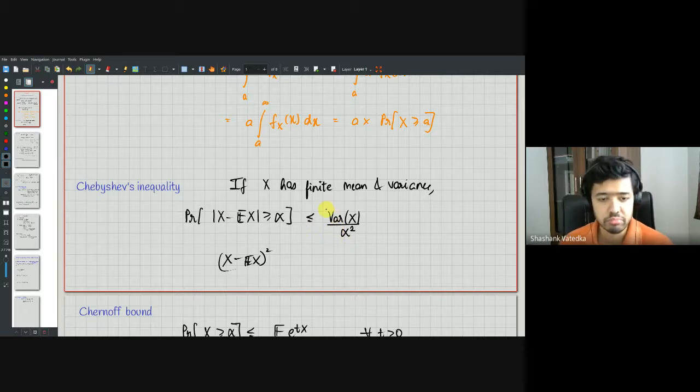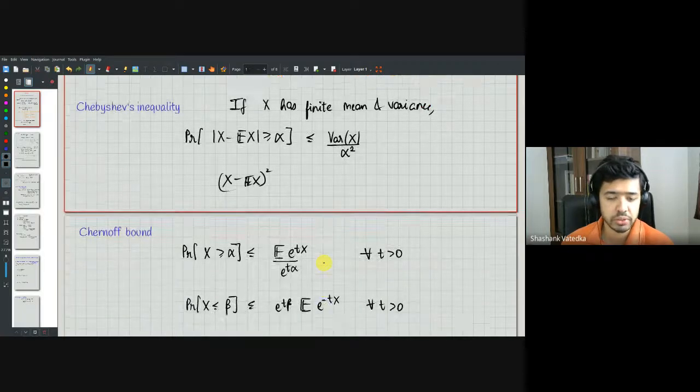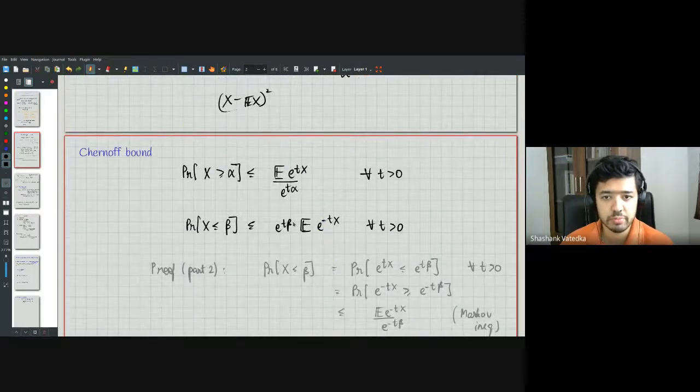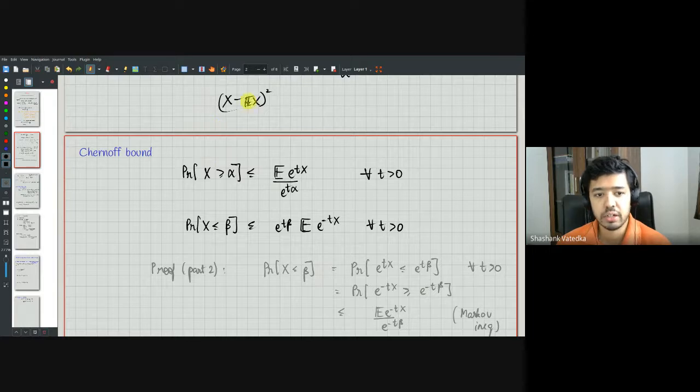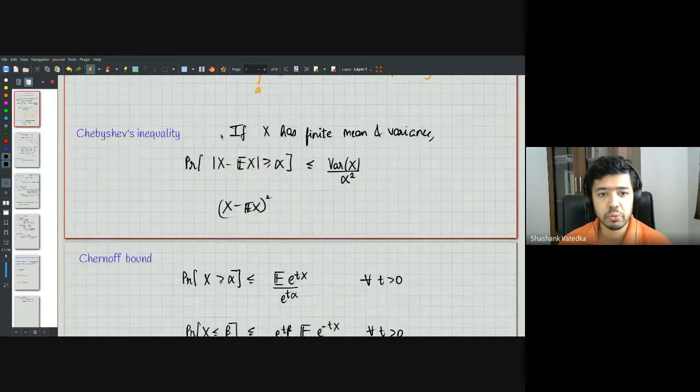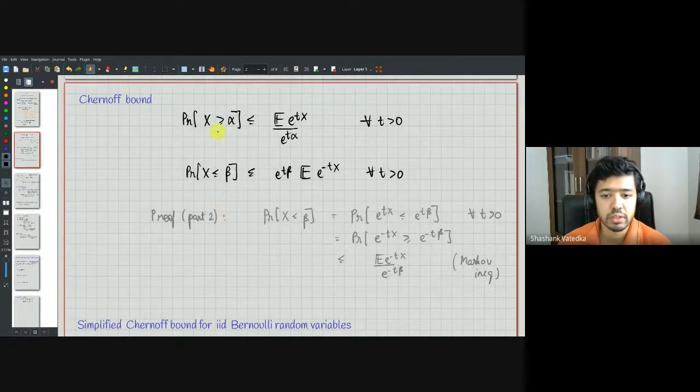Okay, and in fact, it's Markov's inequality which can be used to prove the Chernoff bound. So both of these are obtained by applying Markov's inequality to different random variables. So you get the Chebyshev inequality by applying the Markov inequality to the random variable (x minus expectation of x) the whole square, whereas the Chernoff bound is obtained by applying Markov's inequality to a different random variable, which is e to the t times x.